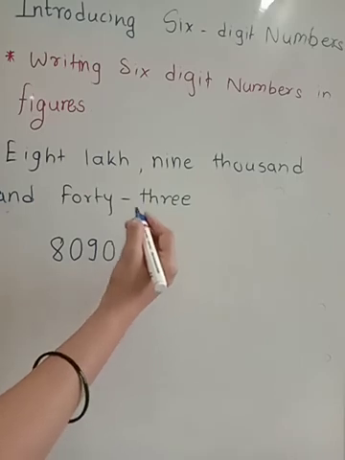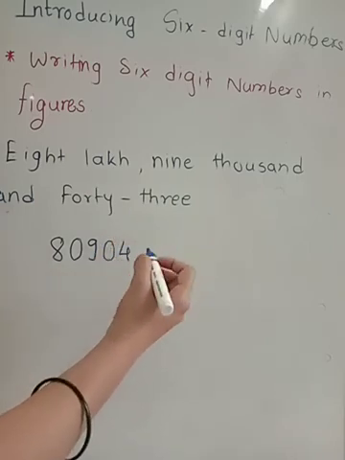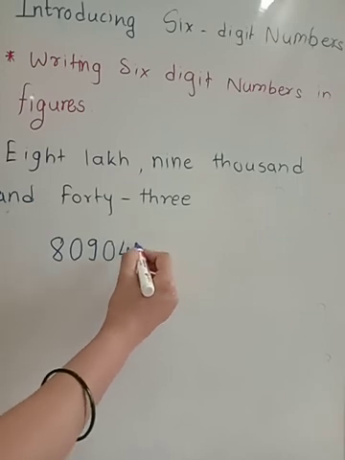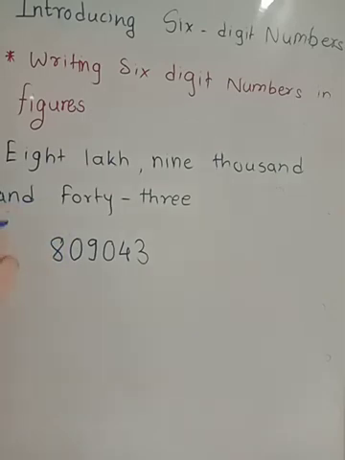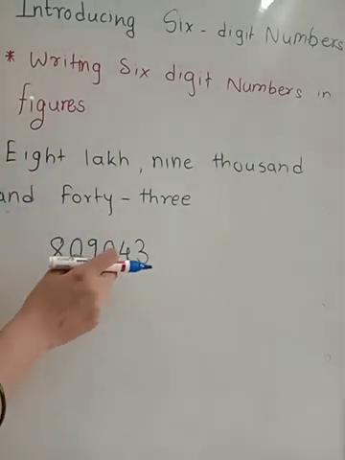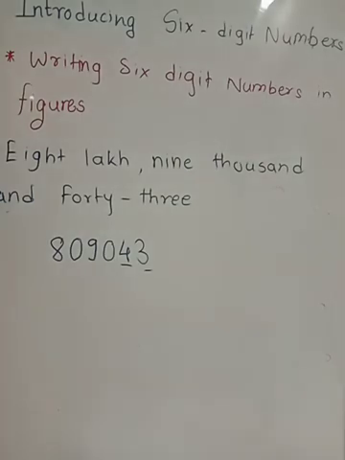43 is equal to 4 tens and 3 units. So in the tens and unit places we write 4 and 3. So we get these figures: 8,09,043.